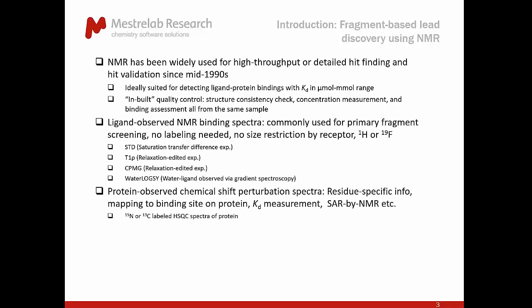The other category of experiments are the protein observed chemical shift perturbation spectra. This kind of data provides residue specific information, allows you to map the binding to the actual residues on the protein, and could allow you to measure the KD and do SAR by NMR, etc.